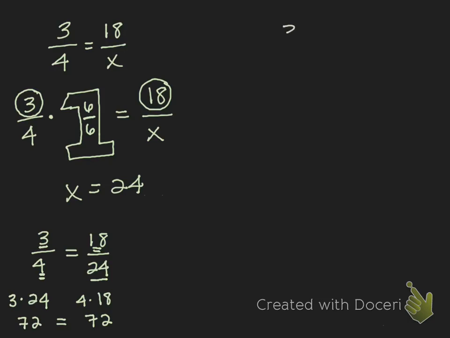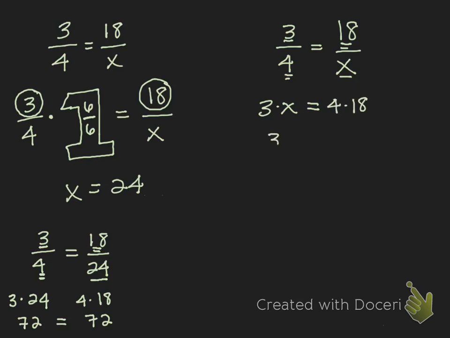So if I take the same proportion, which is 3/4 is equivalent to 18 over x, and I use the cross product to solve, I'm hopefully going to get x is 24 in this case as well. So we're going to take 3 and multiply it by x, and it should be equal to 4 multiplied by 18. I'm going to go ahead and solve this equation.